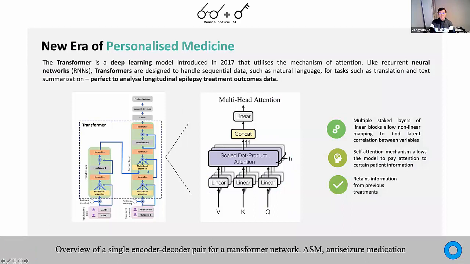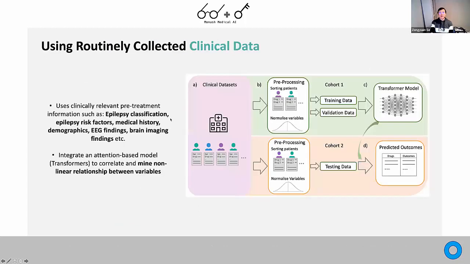So that's the overview of the model we're currently using. Maybe just to give you very high-level information, we're using transformers by taking the patient's information. The data we got is actually from multiple cohorts, not just internal, but also external cohorts as well. So the information we want to include would be something like epilepsy classification, risk factors, medical history, demographics, EEG findings, brain imaging findings, etc.